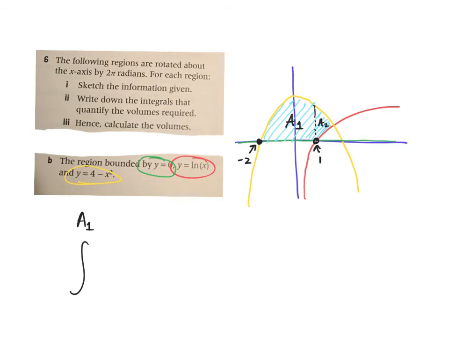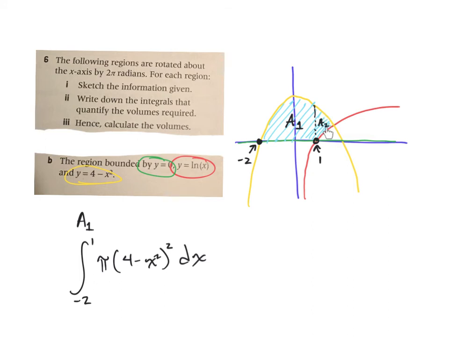So area 1 is going to be from -2 to 1 of, and this whole section right here, area 1, is just bounded by that yellow curve, which is 4 minus x squared. So we're just going to do pi times 4 minus x squared dx.